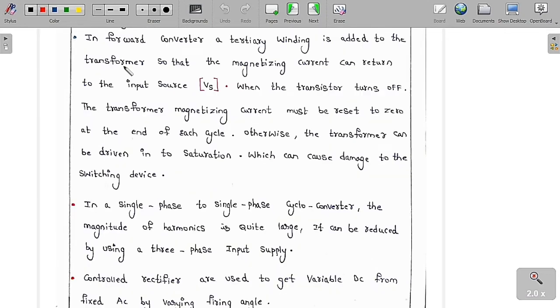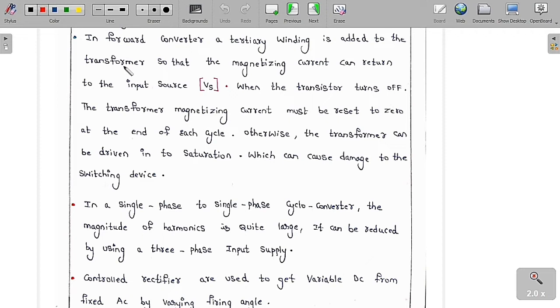In a forward converter, a tertiary winding is added to the transformer so that the magnetizing current can return to the input source Vs when the transistor turns off. The transformer magnetizing current must be reset to 0 at the end of each cycle. Otherwise, the transformer can be driven into saturation, which can cause damage to the switching device. That is why we use the tertiary winding to demagnetize the core before the application of the next switching pulse.